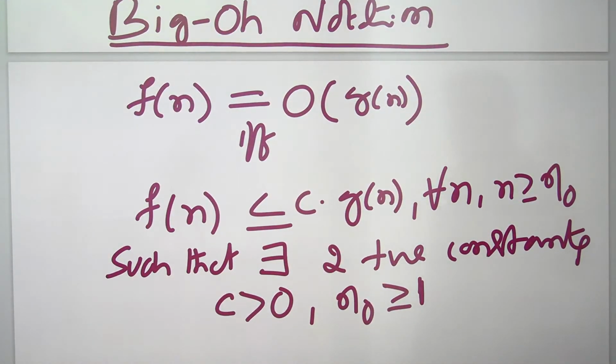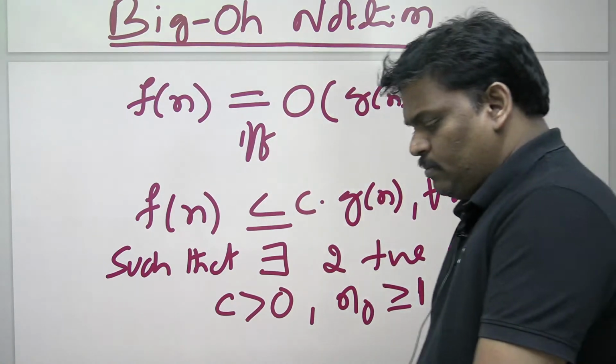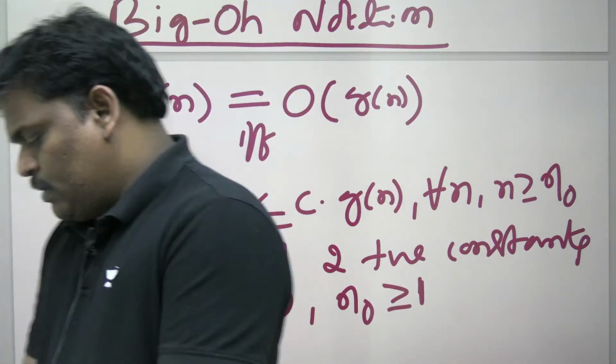Between two functions f of n and g of n, if this condition is right, it is an if and only if, so both sides will work out. If the below condition is satisfied, then you can say the above. If the above condition is satisfied, then you can say the below. If you want to say f of n is big O of g of n, this condition should be satisfied. So remember, f of n is less than or equal to some c into g of n for all n where n is greater than or equal to n0, such that there exist two positive constants c greater than 0, n0 greater than or equal to 1. This is the definition.